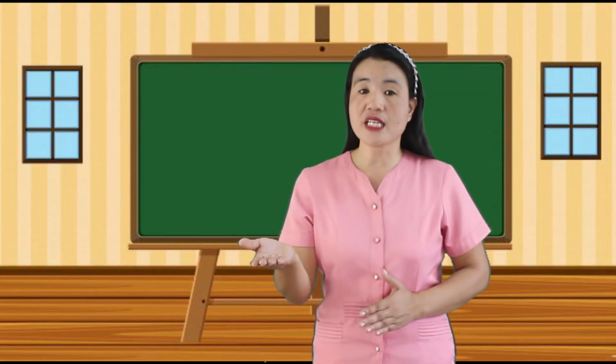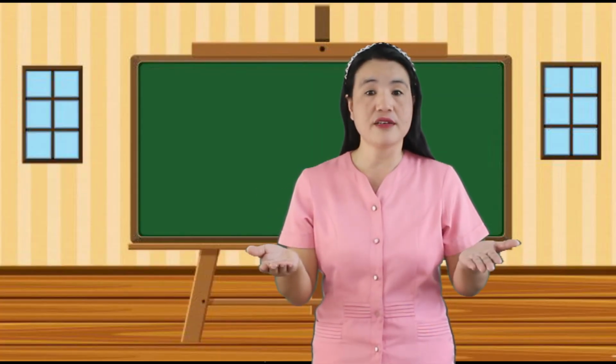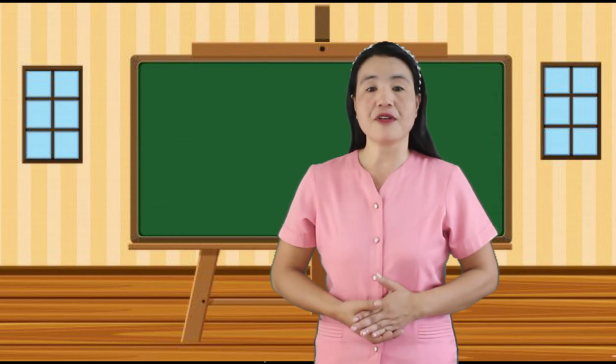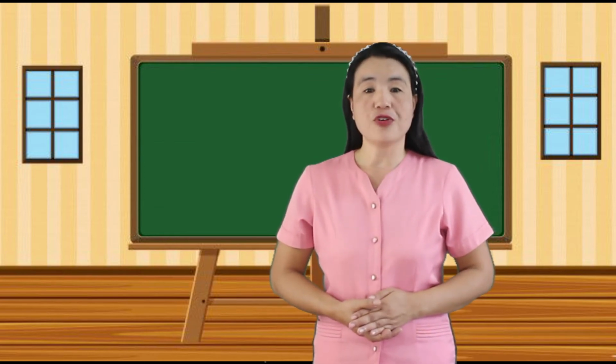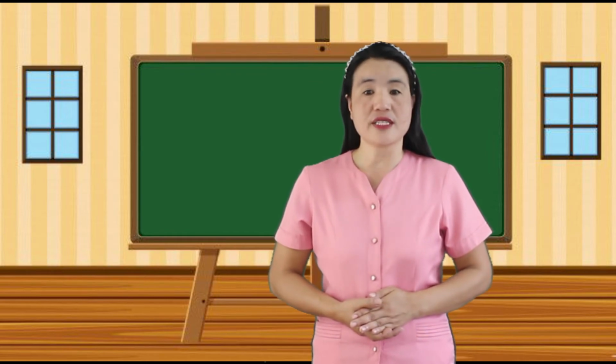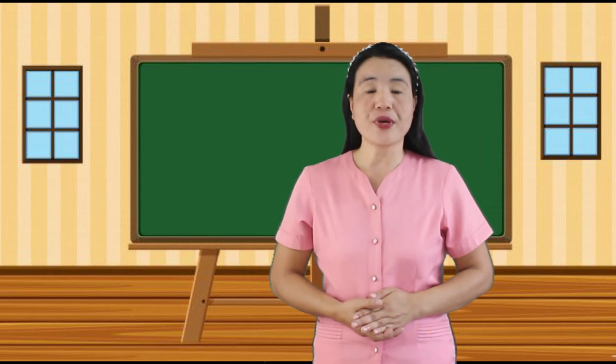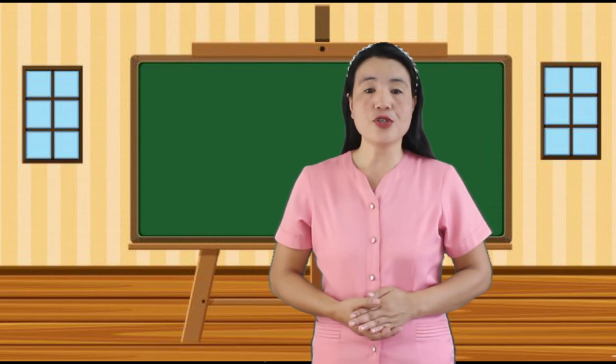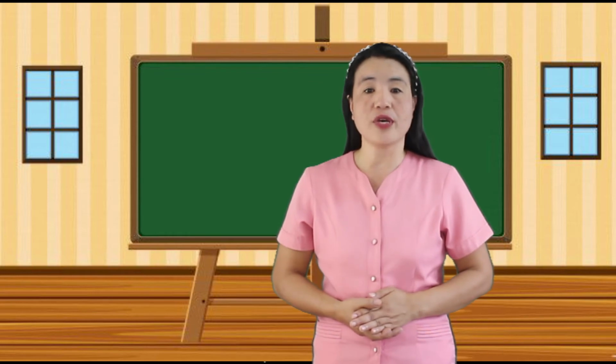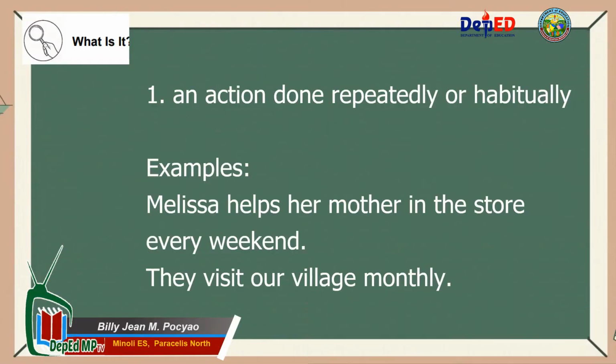Do you have the same experience with Melissa? From her autobiography, action word or verb in present tense are used in each sentence. The simple present tense shows present time. It is used to express the following. Number 1. The simple present tense is used to express an action done repeatedly or habitually.